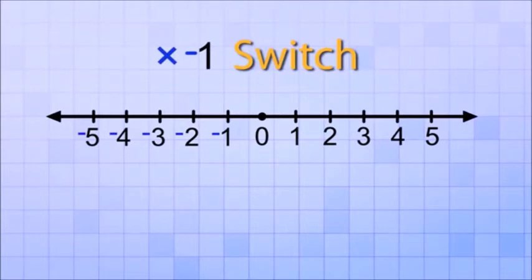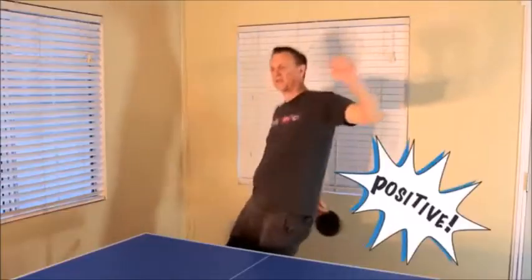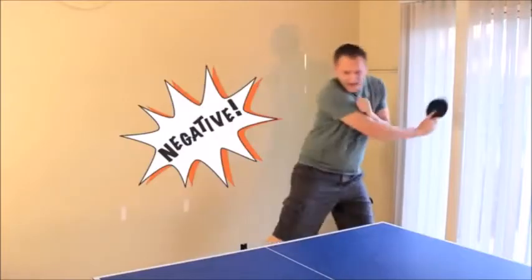Multiplying by negative 1 acts like a switch no matter which side of the number line you start on. If you start with a positive, then multiplying by negative 1 switches it to negative. But if you start with a negative, multiplying by negative 1 switches it back to positive. And you can keep switching back and forth between the positive and negative side of the number line by multiplying by another negative 1 as many times as you want. Positive, negative, positive, negative, positive, negative.